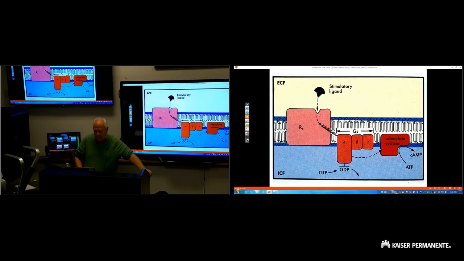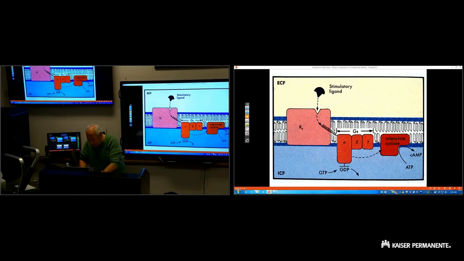So let's pretend this is a beta receptor, and I'm giving somebody epinephrine. So the stimulatory ligand would be epinephrine, and you attach it to the receptor here, and it causes an activation of G proteins in the membrane, which in turn activates the enzyme adenyl cyclase, shown here in red. And the adenyl cyclase causes the burning of ATP. ATP gets burned, used, and converted into cyclic AMP.